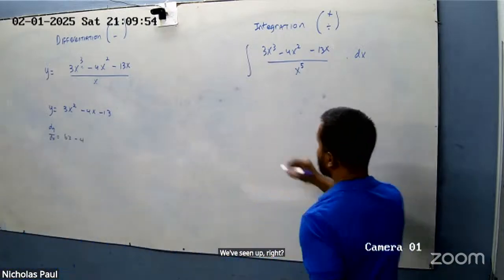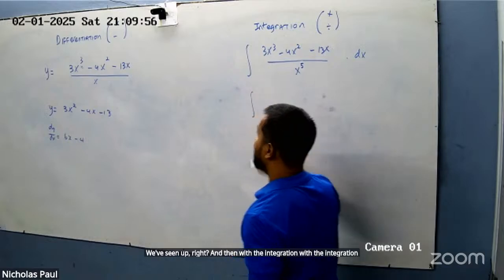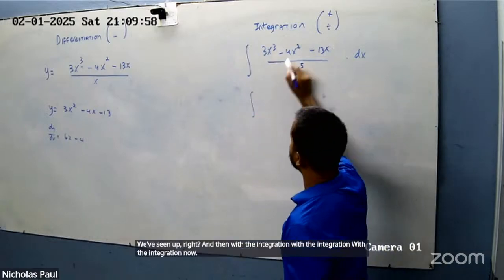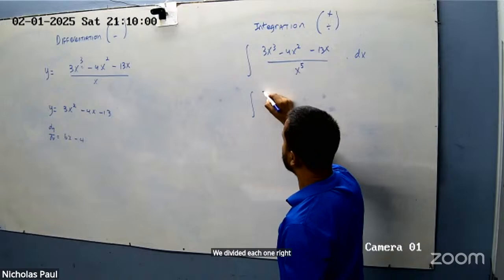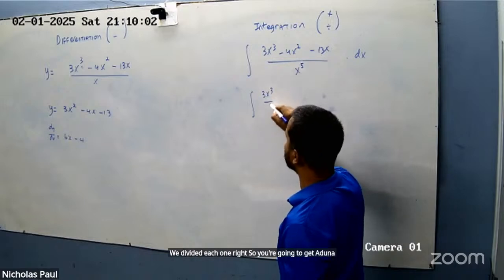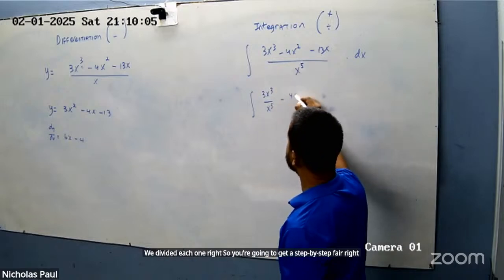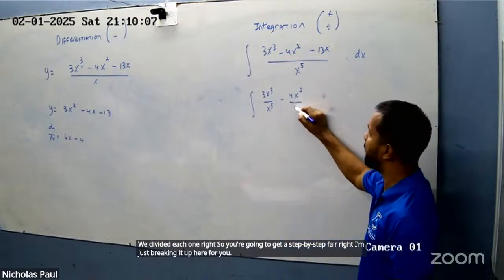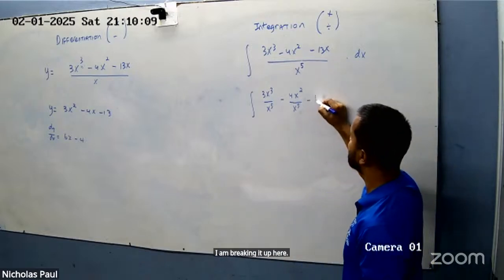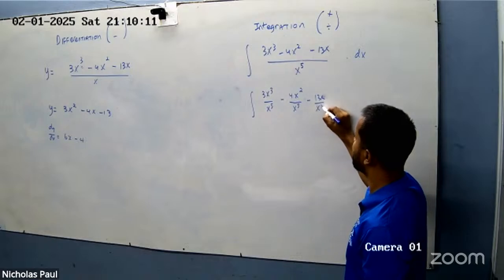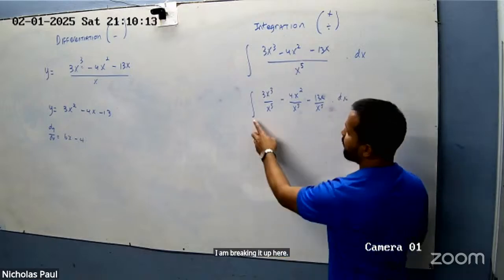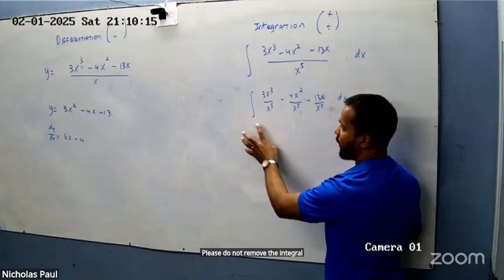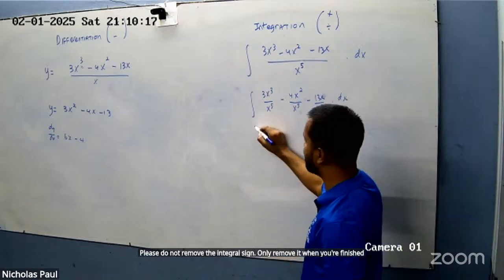And then with the integration, now we divide each one, right? So I'm doing it step by step for you, I'm just breaking it up here for you. Please do not remove the integral sign. You only remove it when you start to integrate, right?